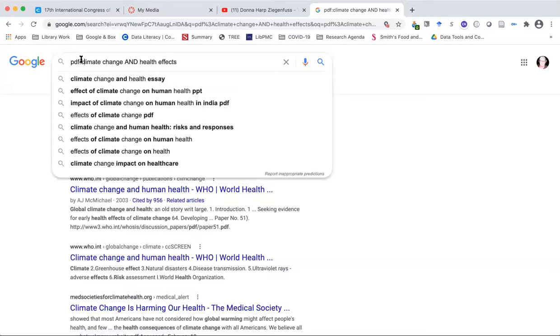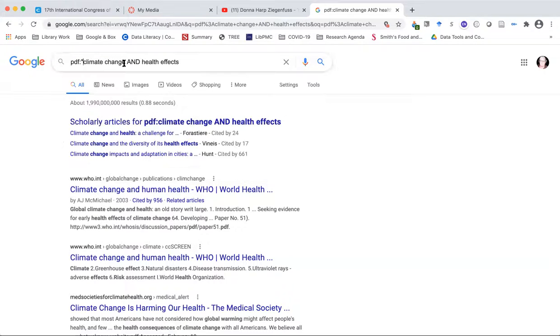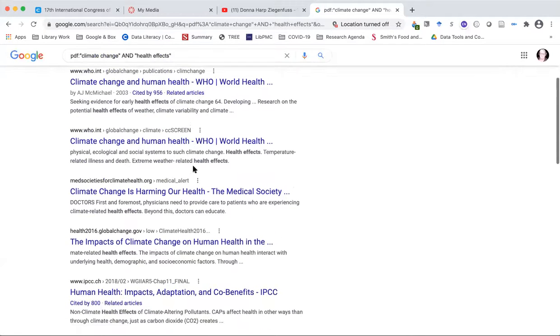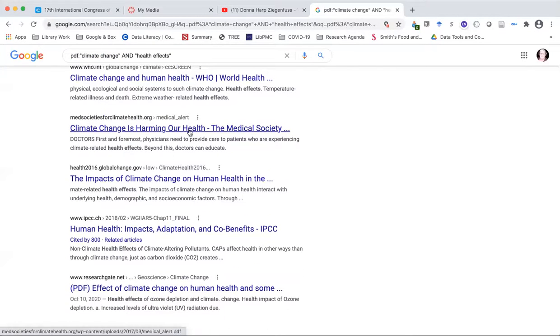I don't usually use quotation marks when I'm working in Google Scholar, when I'm doing this hack, because it's already looking for PDFs, but let me see if I would use these. Will this narrow down? Oh yeah, 4,000. So now it's only finding climate change and health. So this is Medical Societies for climatehealth.org. So this looks like a medical society document, medical alert, climate change is helping our health. The Medical Society Consortia. So this might give you some good statistics or information about climate change that might be useful to your research.